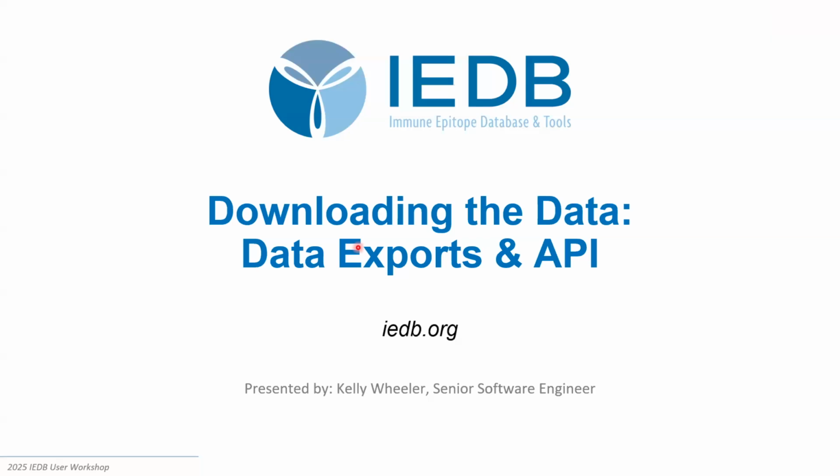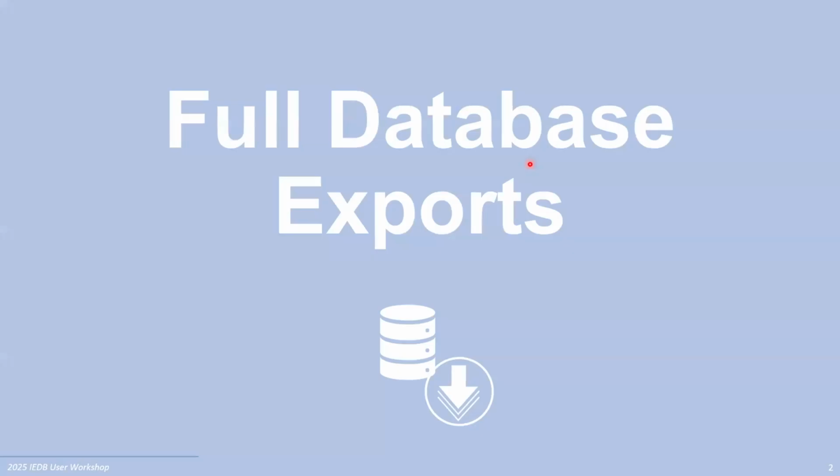I was saying, there's three main ways to get data out of the IEDB in formats that you can use in your projects: the full downloads, the custom exports on the results page, and then the API, which again has been touched on very briefly, but I'll go over them all with more detail now.